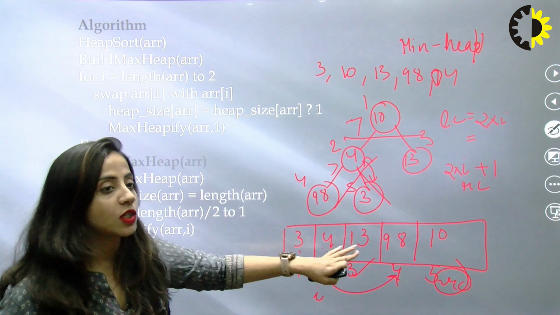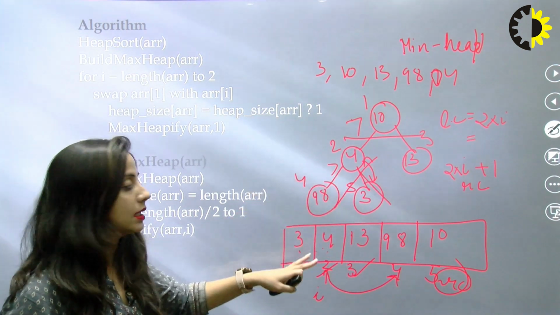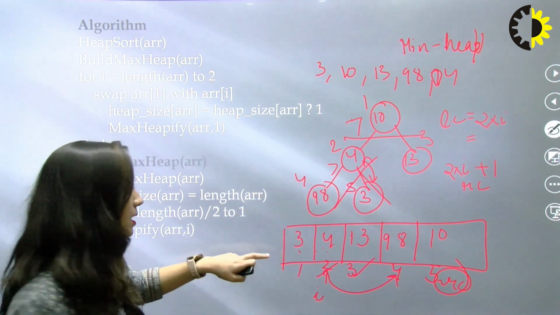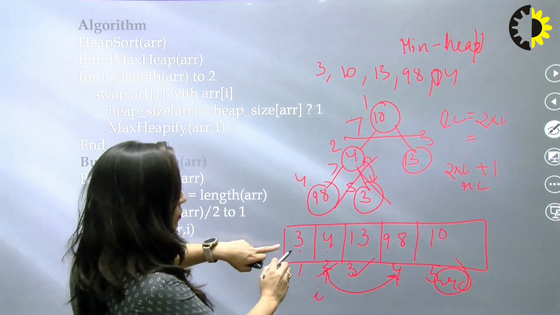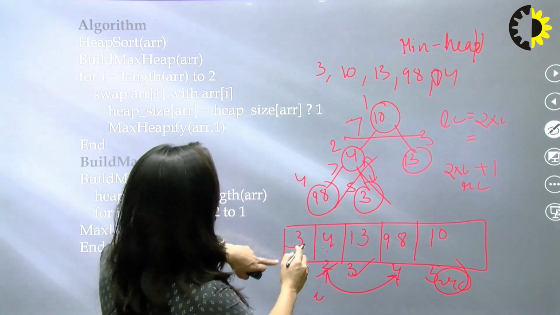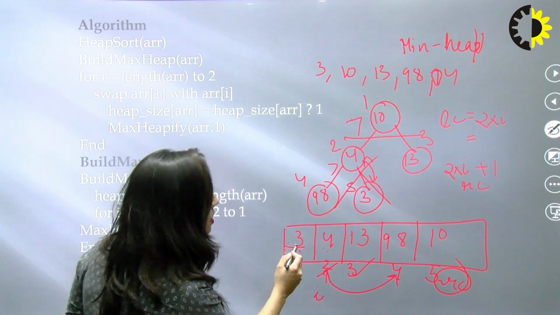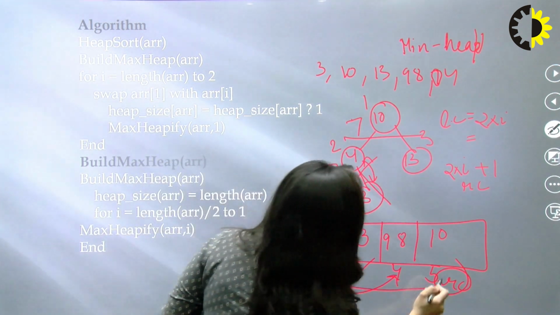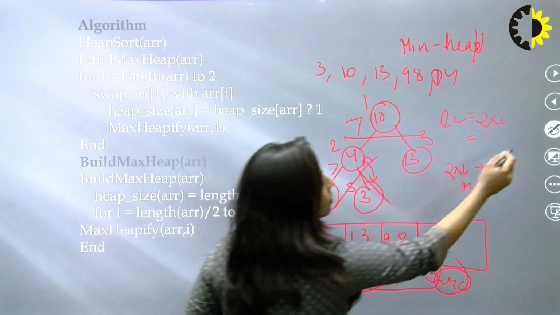Now, how can we perform the same operation using this array? Since this was my parent node, what will I do? I will swap the last node. This is what I am going to do right now.